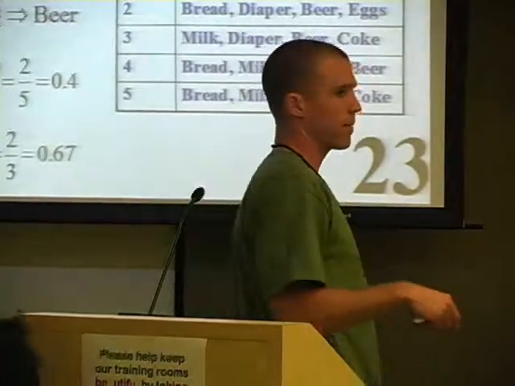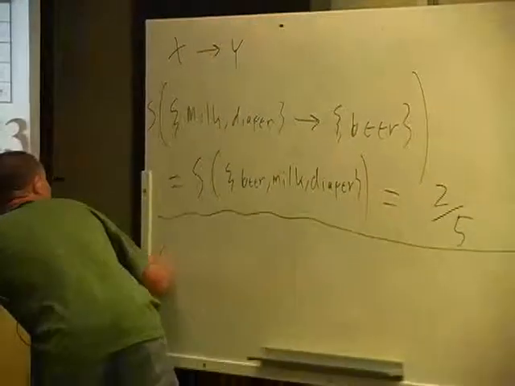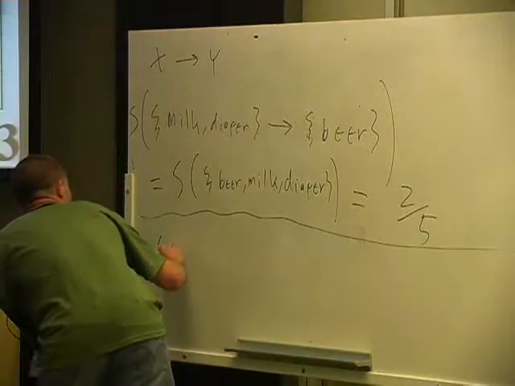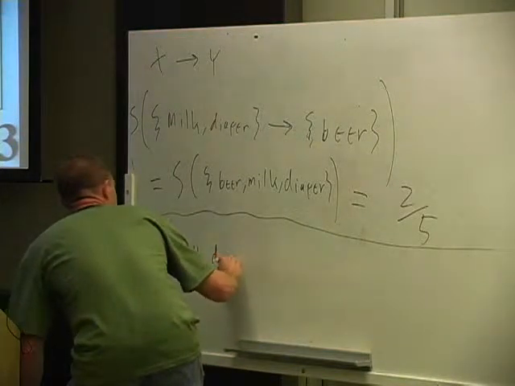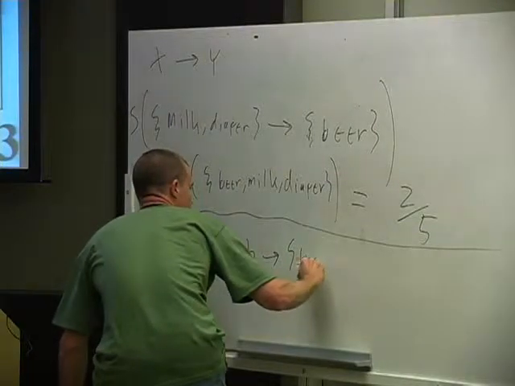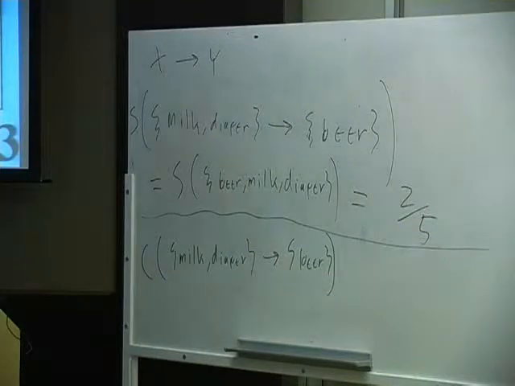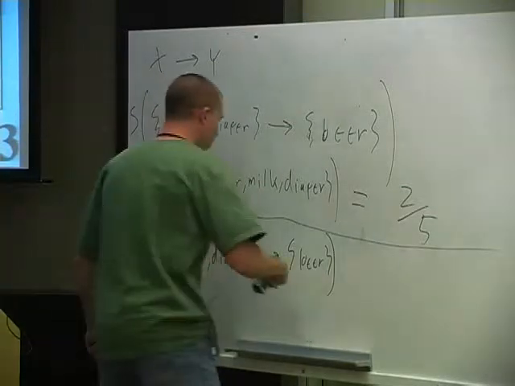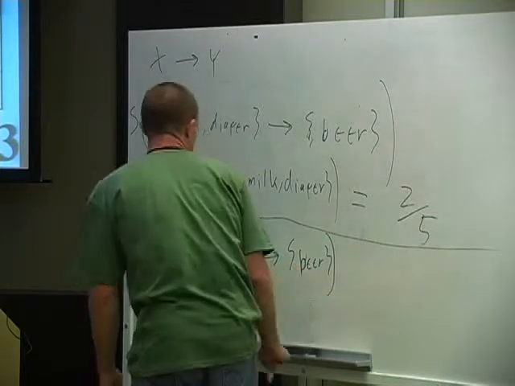The other metric is the confidence of the association rule. So the confidence of the rule, milk, diaper implies beer, is simply the following: of all the people that bought milk and diapers, how many of those people also bought beer? Of all the people that got what's on the left side, how many people also got what's on the right side?